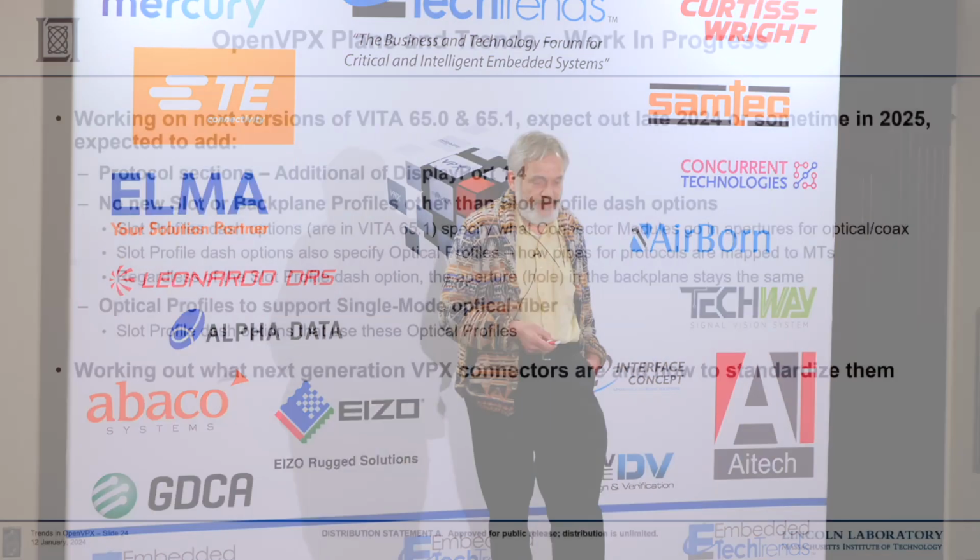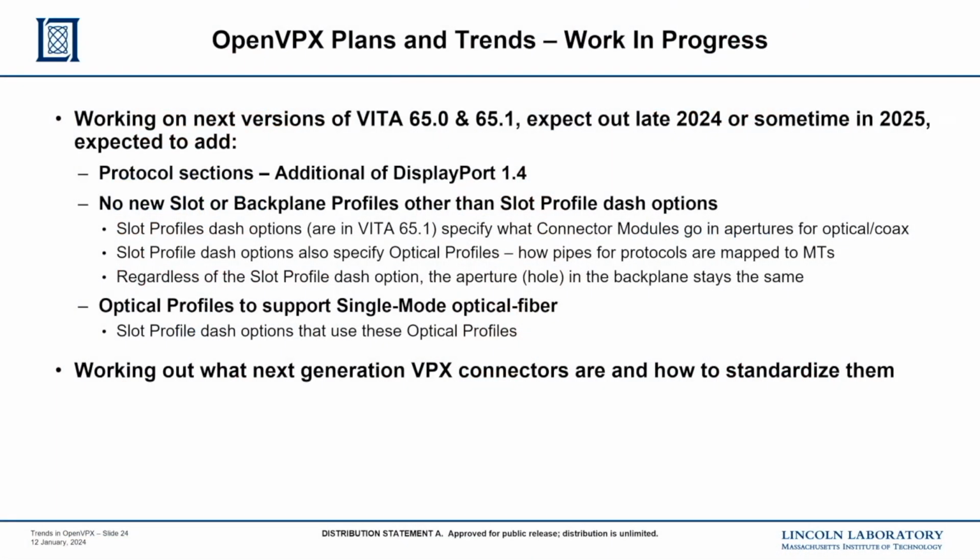Work in progress for what's expected to come out late 2024 or sometime in 2025. In our current draft, we've added DisplayPort 1.4. This DisplayPort's already in VITA, but we've added 1.4. There are currently no new slot or backplane profiles, although there are slot profile dash options. Their dash options, as I said, are in 65.1 and specify which connector modules go in the holes in the backplane.